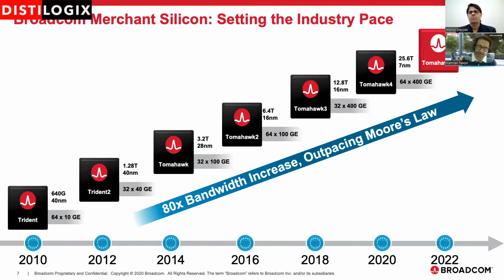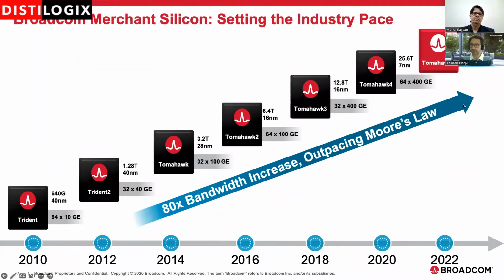One of the reasons why Broadcom is considered a leader in merchant silicon, you can see on this slide, is what we have been able to achieve over the last 10, 12 years: doubling the bandwidth and performance, and doubling the port density, every 18 to 24 months without changing the cost. That's exactly what these cloud guys have been looking for.